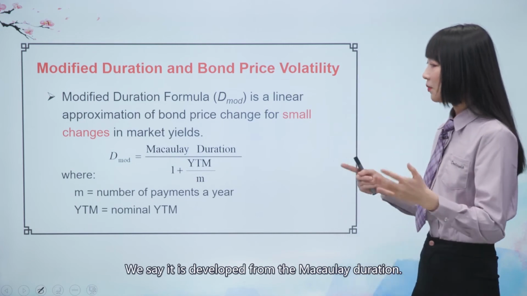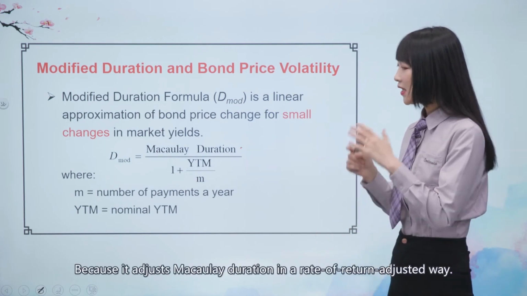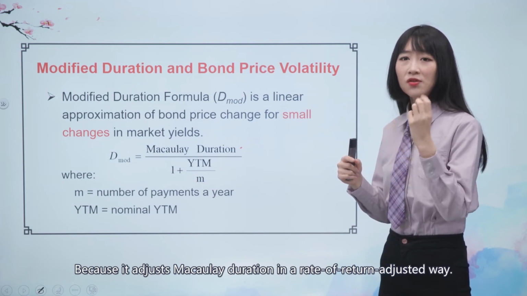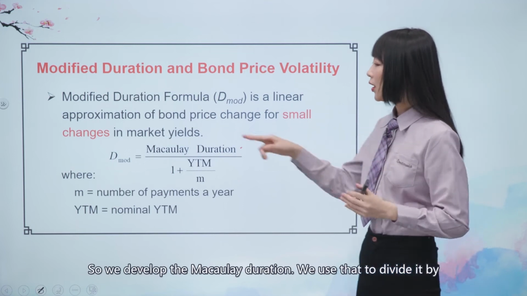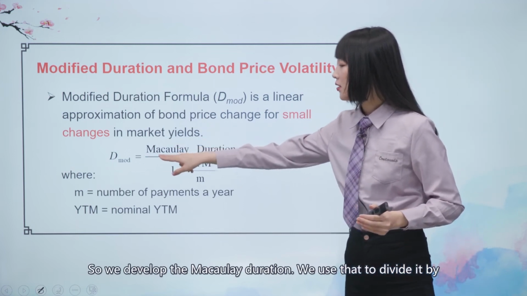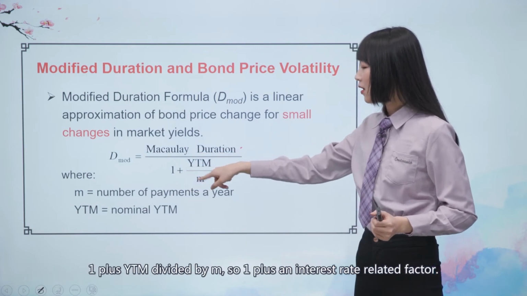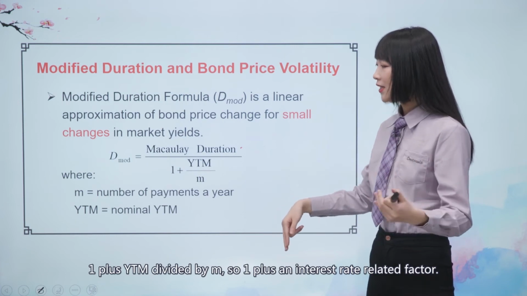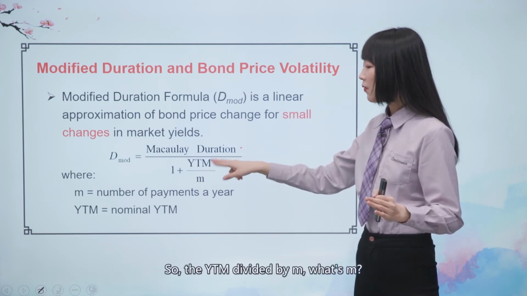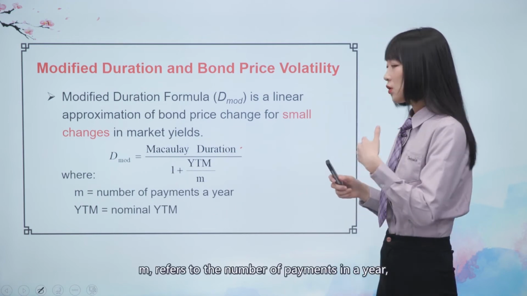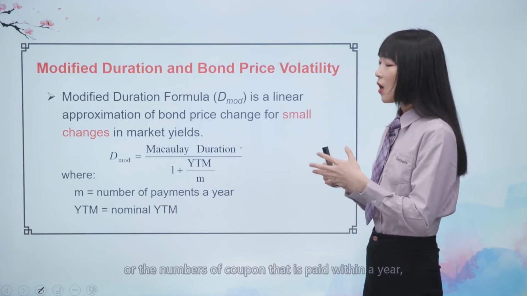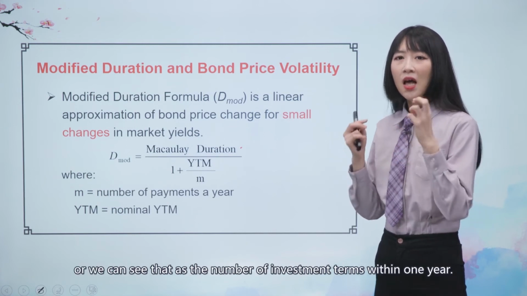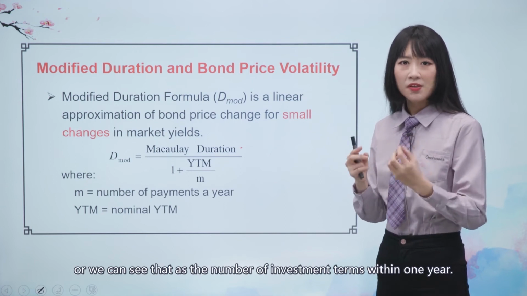We say it is developed from the Macaulay duration because it adjusts Macaulay duration in a rate of return adjusted way. We take the Macaulay duration and divide it by 1 plus YTM divided by M. So 1 plus an interest rate related factor. What's M? M refers to the number of payments in a year, or the number of coupons paid within a year. We can also see that as the number of investment terms within 1 year.